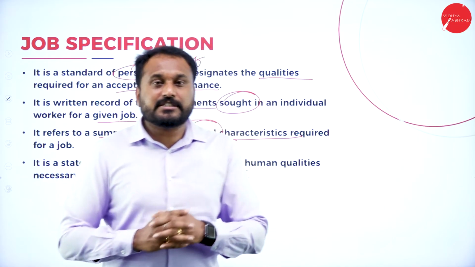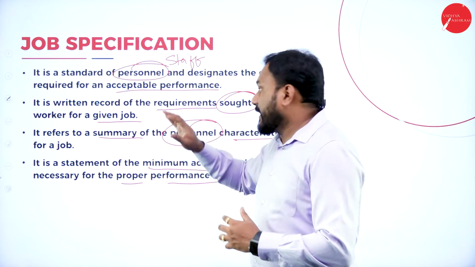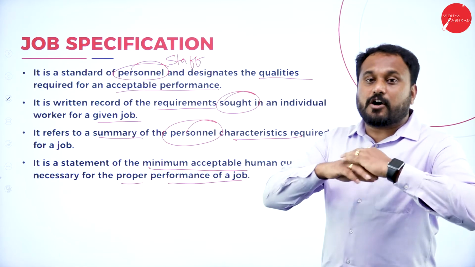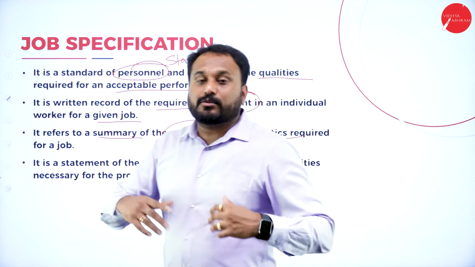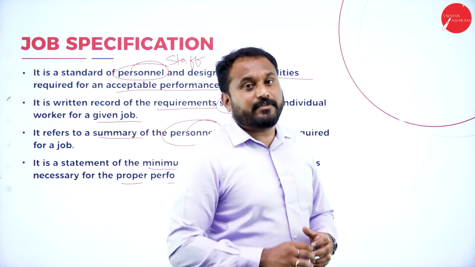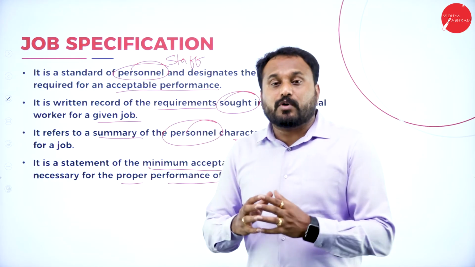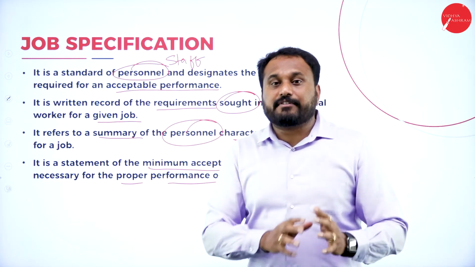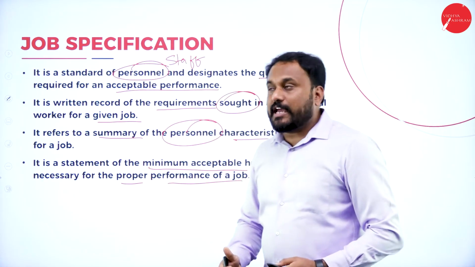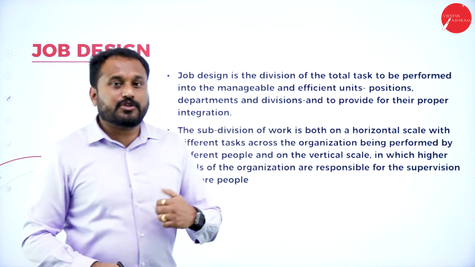In job specification, each and everything, as I told you before, is in the written record of the requirements sought for an individual worker. That means in an organization there are say 100 or 200 or 1000 people. Now all the 1000 people will be getting a job specification, that is what their work is, what exactly they should do and what they are not supposed to do. Each and everything will be specified in the job specification. So the next one here we have is job design. After job specification, we are supposed to go with job design.